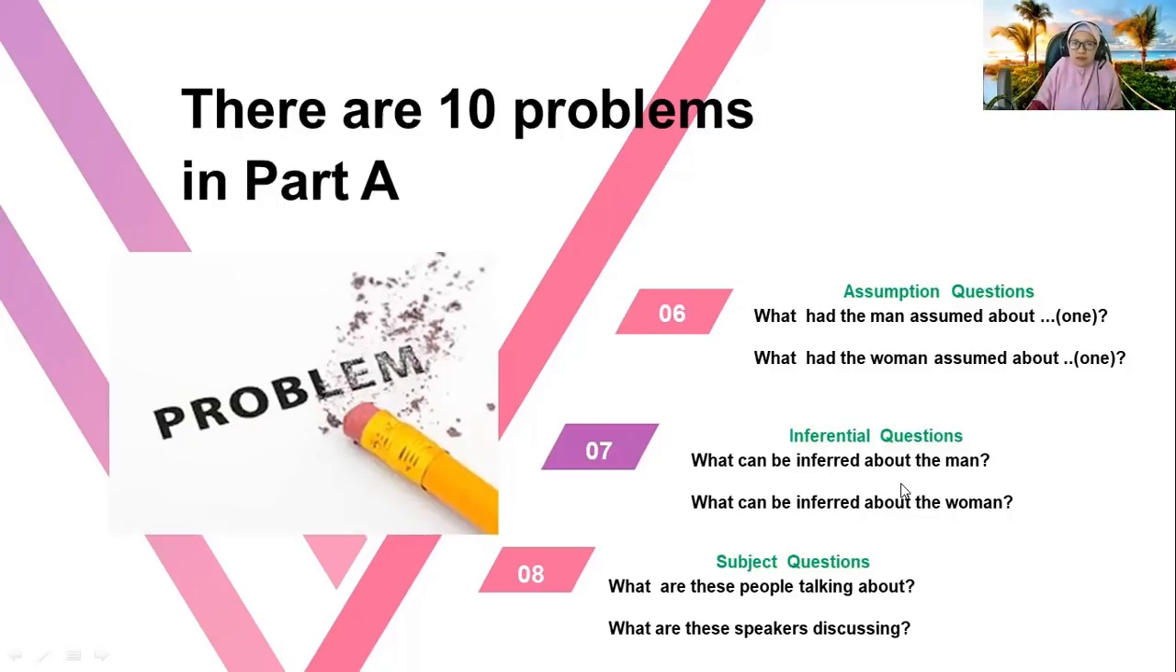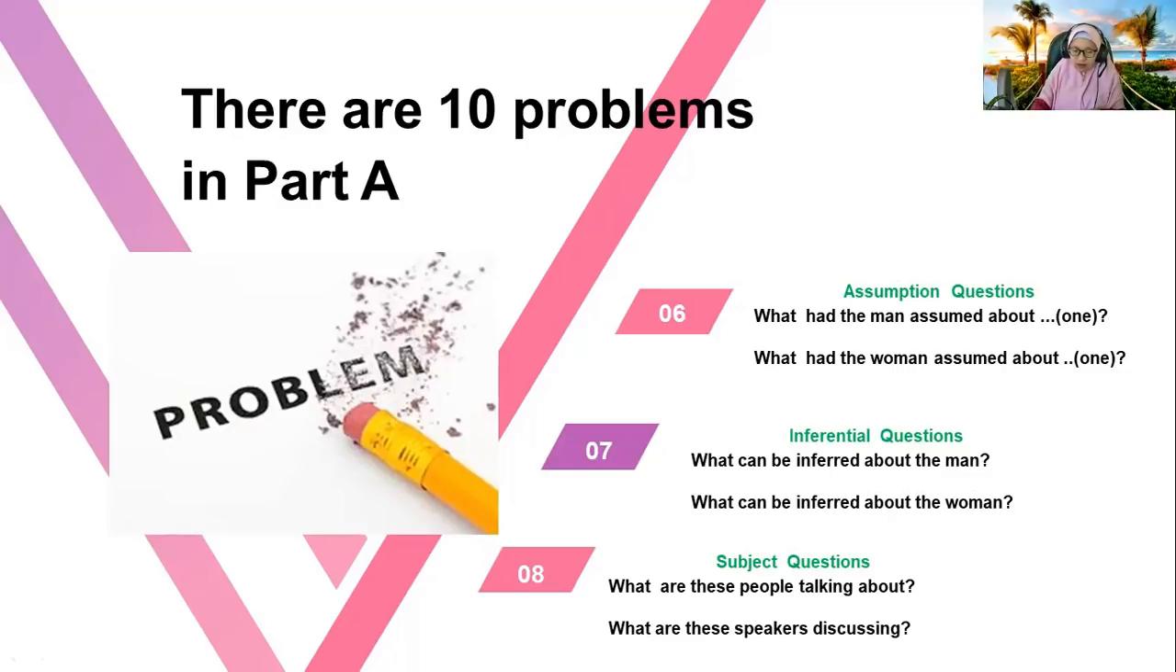And then we talk about the second problem, inferential question. What is infer? Infer here is to summarize, menyimpulkan. So you have to catch the idea after you try to know the whole of the conversation. So what can be inferred about the man? So you have to know about the synonym, ya.